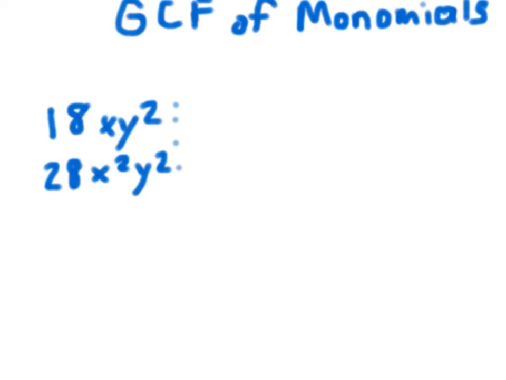Okay, we're going to take a look at the meat and potatoes of what you have to do today. Now we're going to look at the greatest common factor of monomials. Remember, monomials are just any combination of numbers and variables with exponents. So we're going to break these down. We're going to factor them.